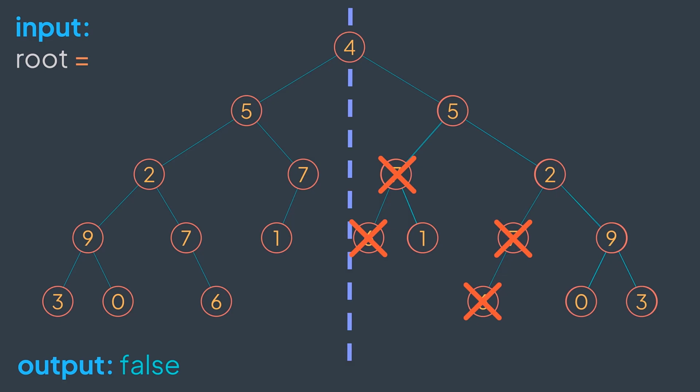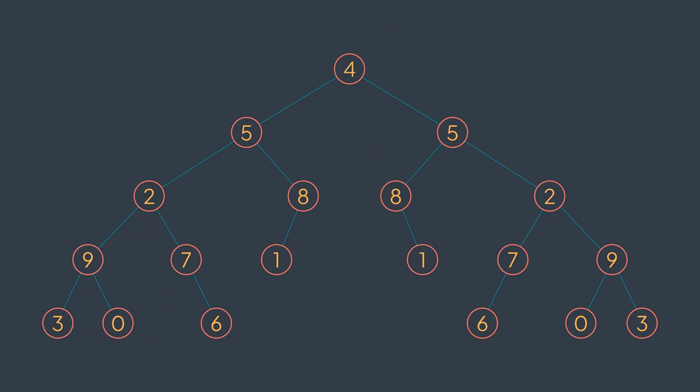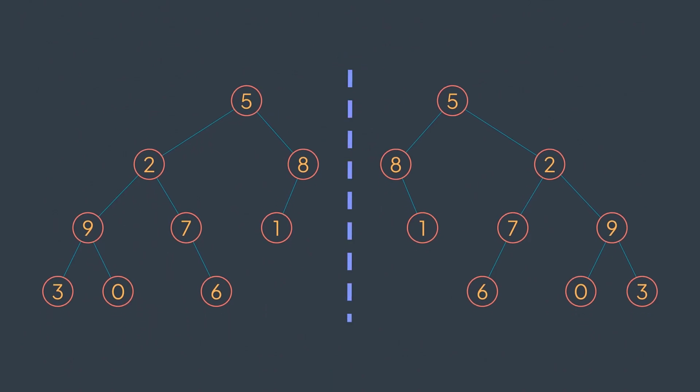Okay, how to solve this problem? To check if a tree is symmetric, what we really need to check is that left and right subtrees are symmetric to each other. We will focus on that.